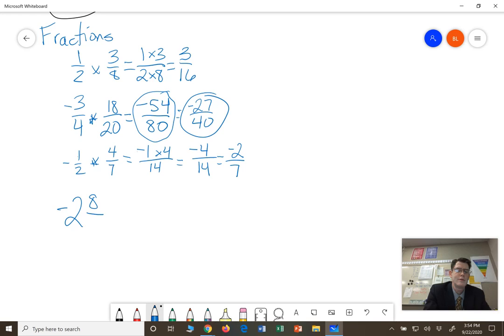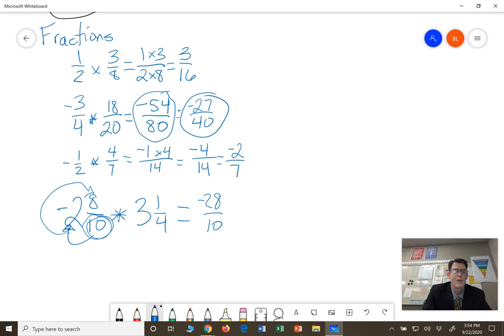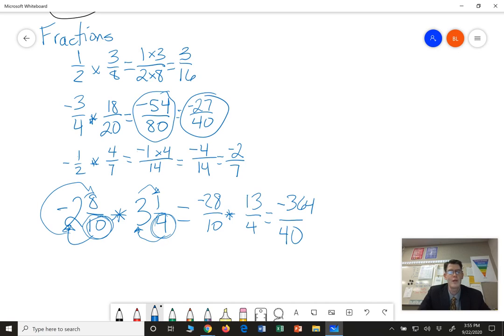If you have -2 and 8/10, and you're multiplying that by 3 1/4, how do you multiply that? Yes, the calculator will do it, but I just need to make sure that you can see that, if you need, you can change these numbers to improper fractions. So if I start with the first number, you take the 10 times the -2, that's -20, and add another 8 onto that, which is -28/10. And then multiplying that by 4 times 3 is 12, and then add on another 1, gives you 13/4. When you multiply those two numbers straight across, you will get negative something over 40. When you type 28 times 13 into the calculator, it's negative 364 over 40. And your calculator will reduce it.